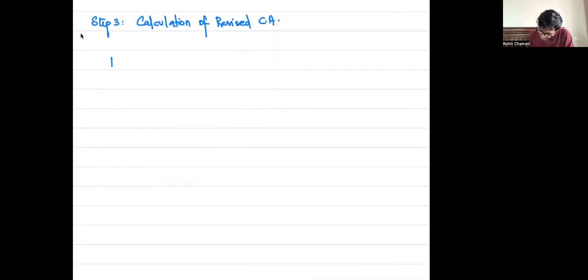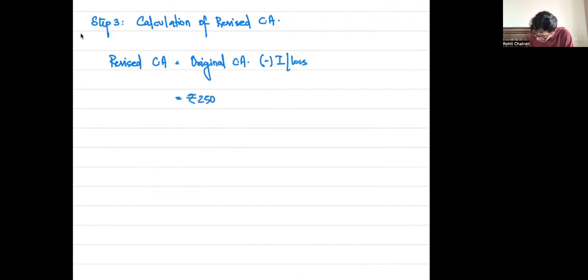I'm skipping the journal entry. The journal entry is going to be the same. The revised carrying amount will be equal to the original carrying amount less impairment loss. The original carrying amount was equal to rupees 250 lakhs less impairment loss of rupees 50 lakhs. So that is equal to rupees 200 lakhs.